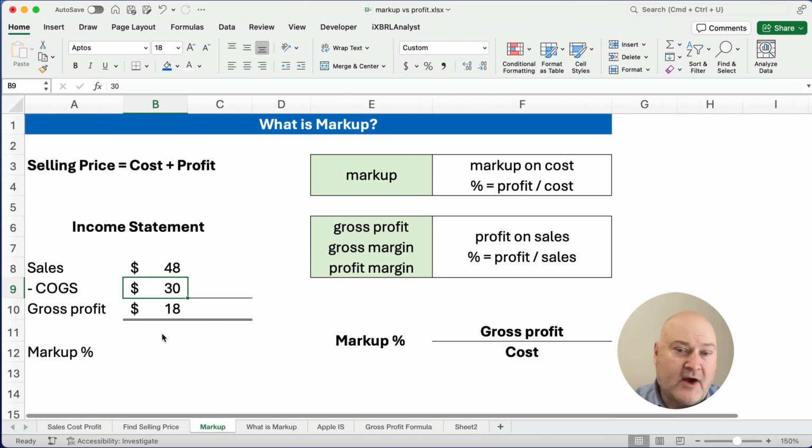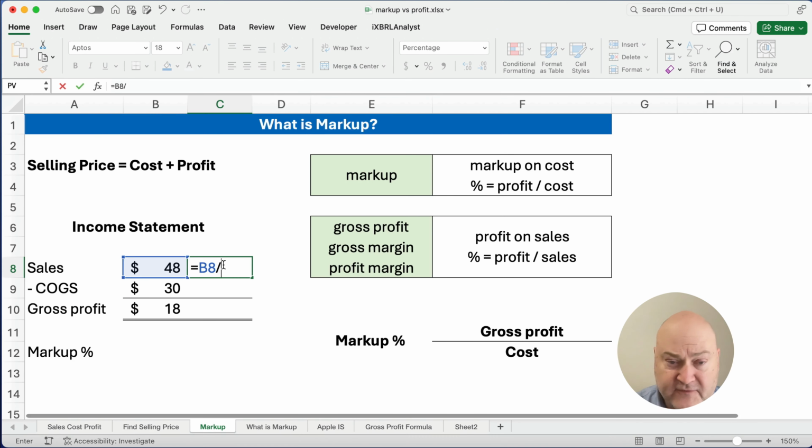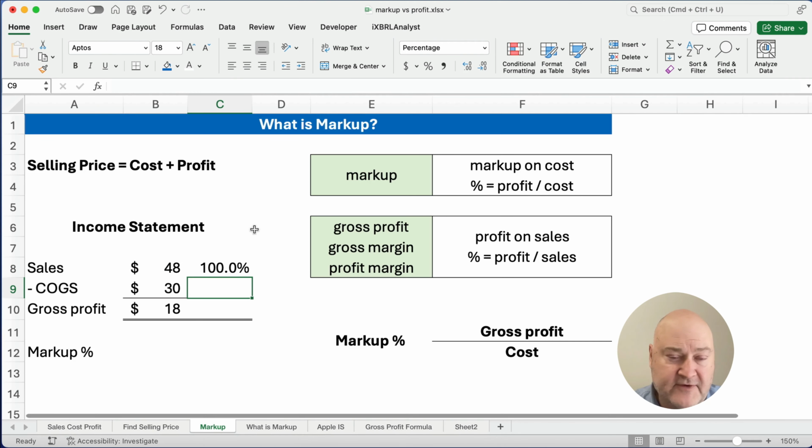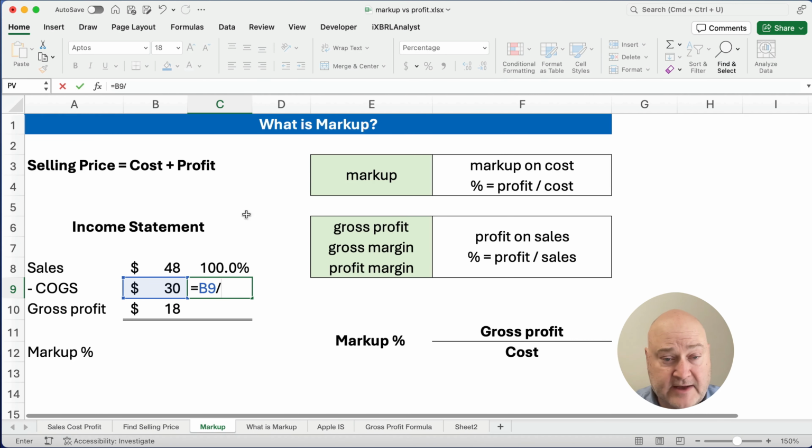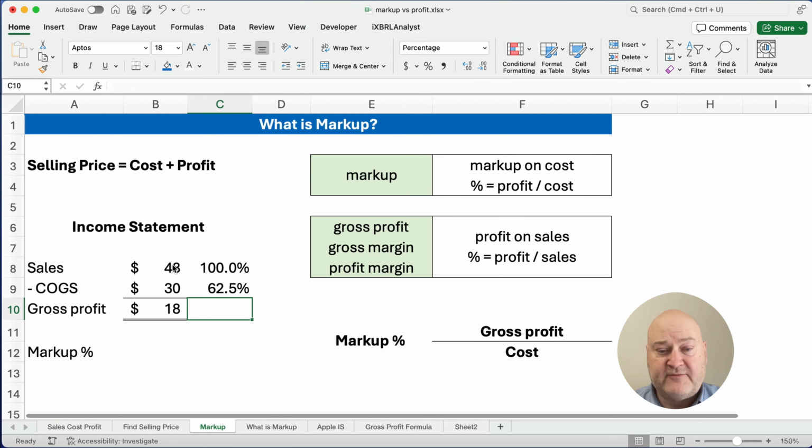Or if you're thinking about the cost of it, you say, well, my markup is $18. So markup and profit are really the same thing. It depends on the direction you're looking at it. For example, if we take 48 divided by 48, divide everything by sales, we're going to get 100%, not very interesting. But if we do the cost of goods sold divided by sales, then you're saying, hey, my cost is 62.5%. That means my profit is the other 37.5.